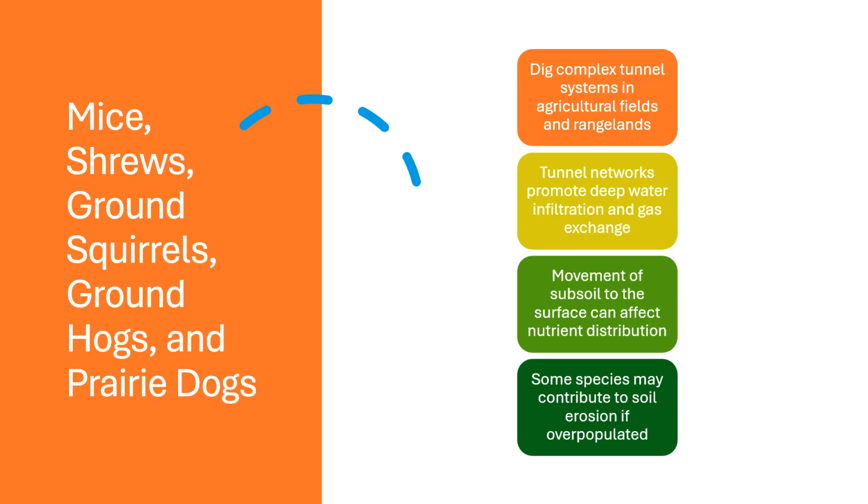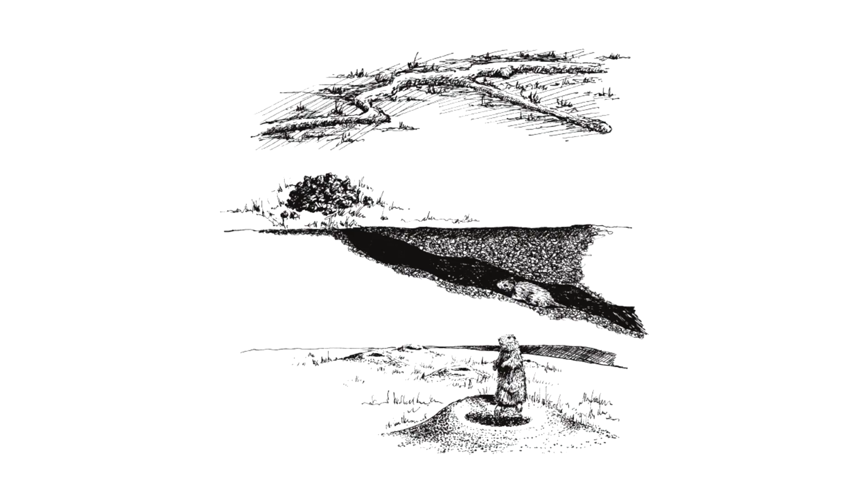Shrews, ground squirrels, groundhogs, and prairie dogs dig complex tunnels in our agricultural fields and rangeland. These tunnels promote deep water infiltration and gas exchange. They also move the subsoil to the surface and will affect nutrient distribution. This figure comes from your textbook and shows the burrowing activities of animals and how it contributes to the enrichment of soils.